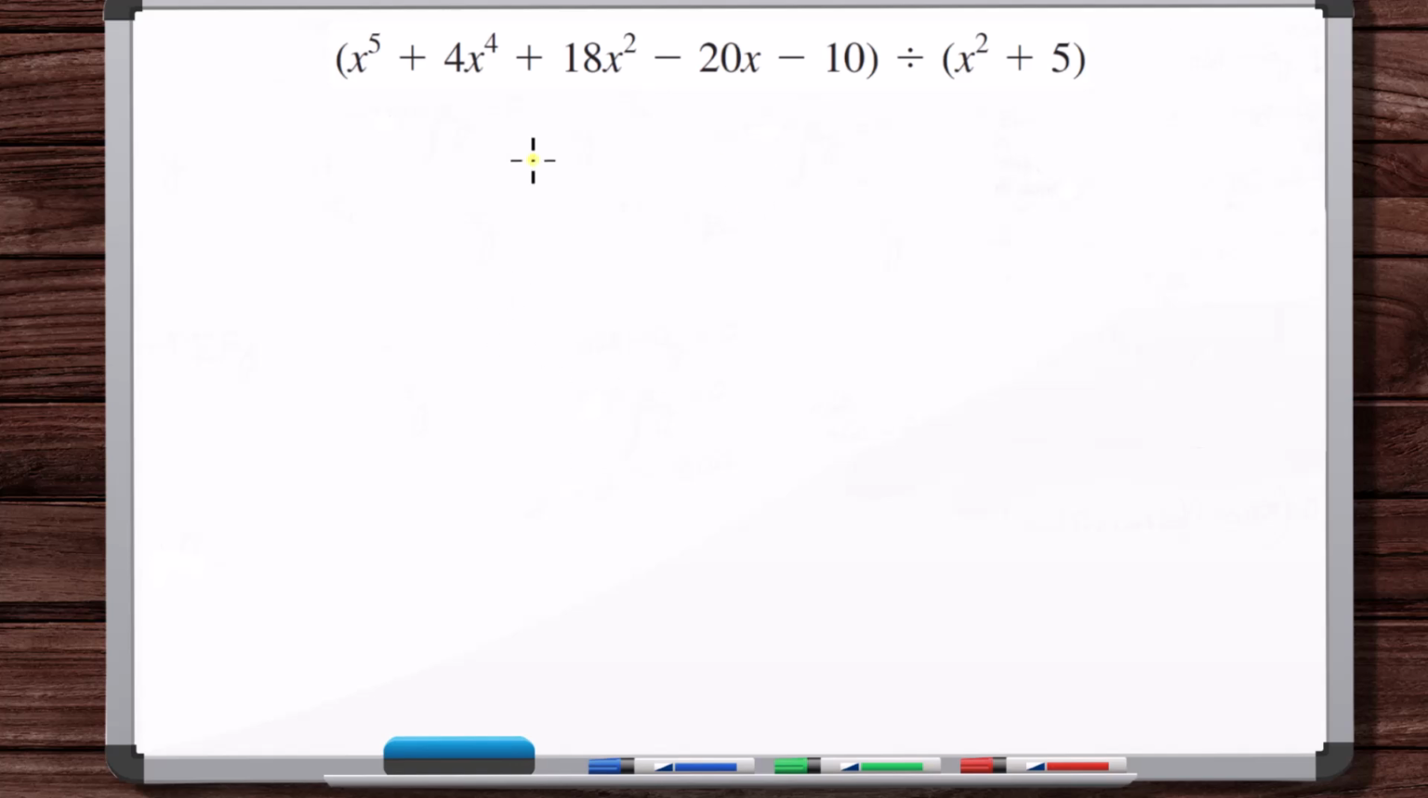Okay, let's put in the dividend. So x to the fifth plus 4x to the fourth. We need a 0 placeholder for the cubed, plus 18x squared minus 20x minus 10. Now here for the divisor, we're going to need a placeholder for the x term.